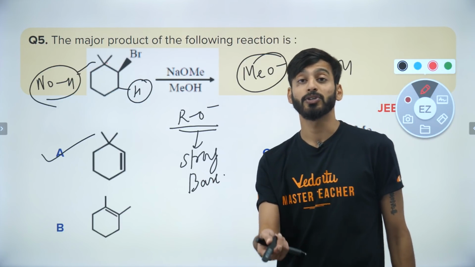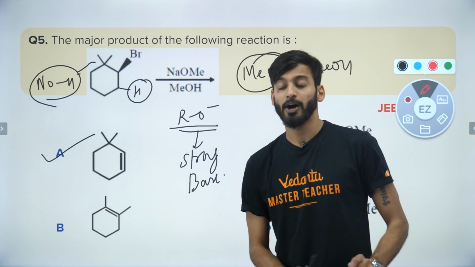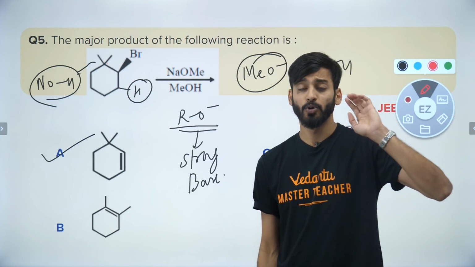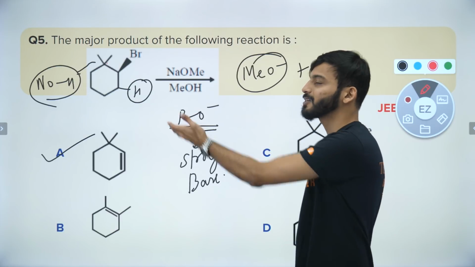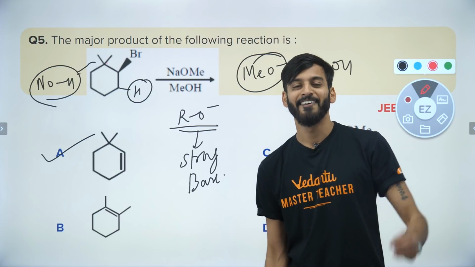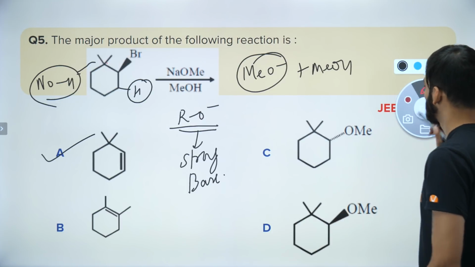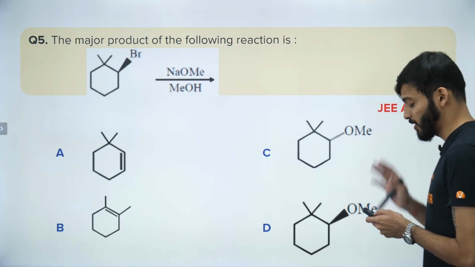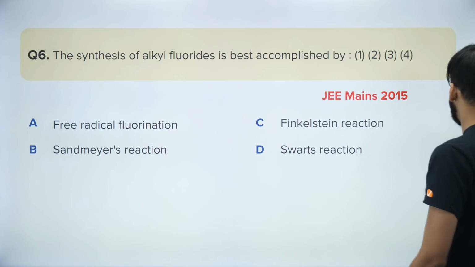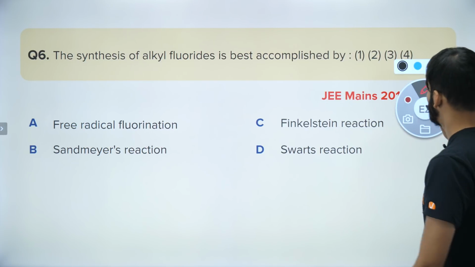Or sometimes alcoholic KOH or sometimes alcoholic NaOH. They are all considered very strong bases. It goes for E2 reaction. It's a classical case of E2 reaction. Very simple question. I hope you understood it. Now I'll just show you how easy your Mains is. So that question would be a homework from my side. A very basic question. A very simple one.